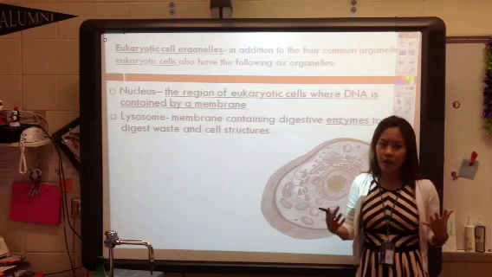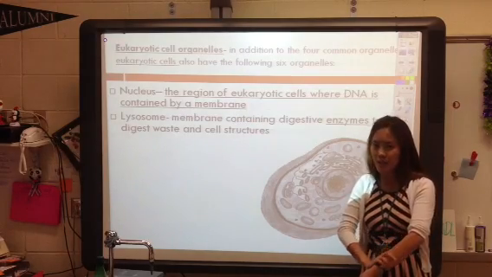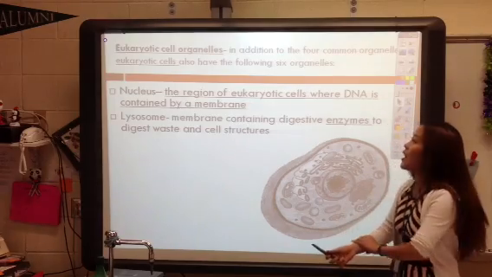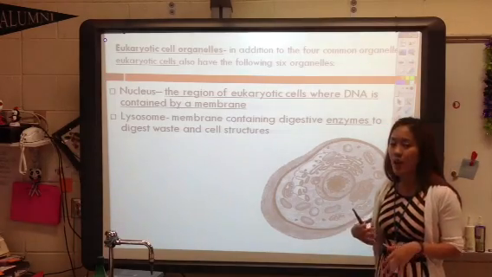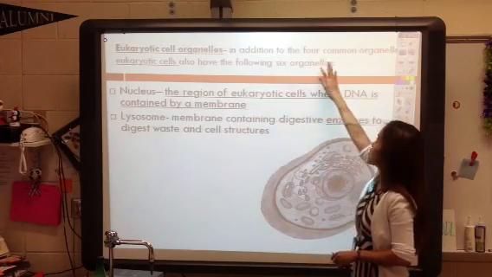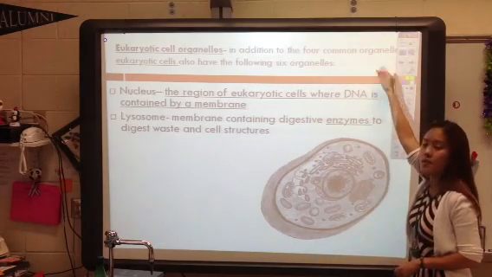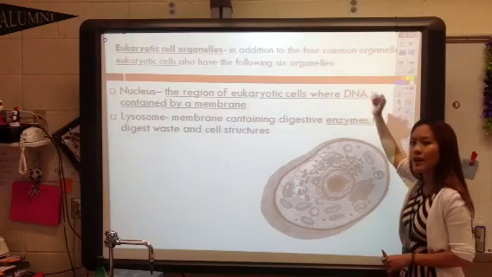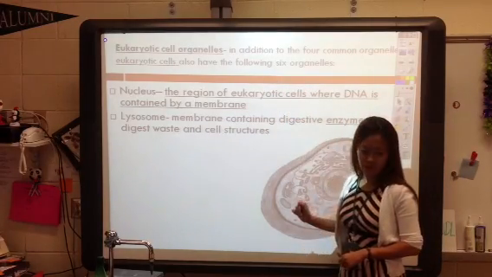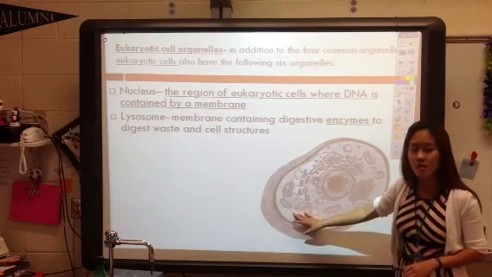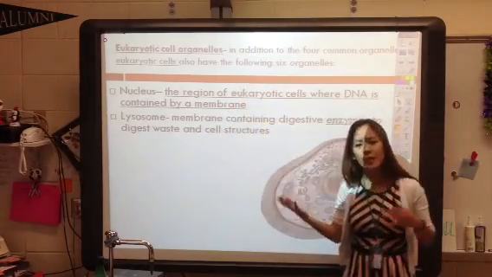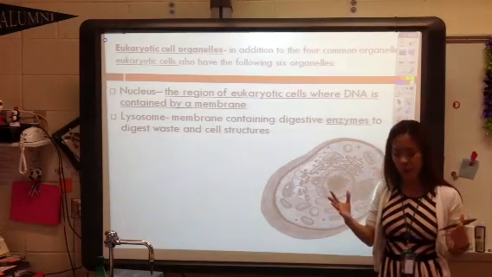So our eukaryotic cells are really the ones that we're going to focus in on because they have so many parts to them and so many organelles. And this really allows them to be a lot more specialized. So our eukaryotic cell organelles, in addition to having the 4 common organelles, cell membrane, cytoplasm, DNA, ribosomes, they also have the following 6 organelles. So here, these are 6 organelles that all eukaryotic cells have. And then we'll talk about the differences between the plants and the animals.